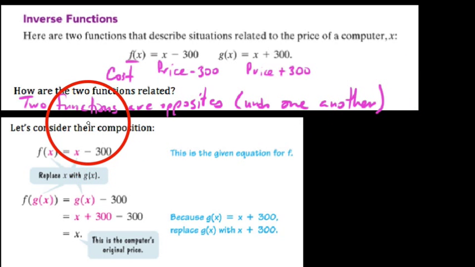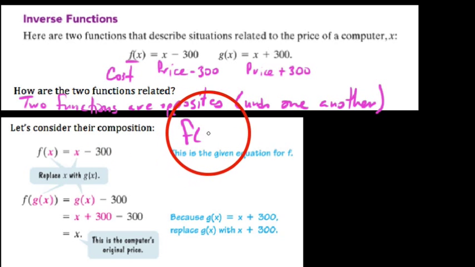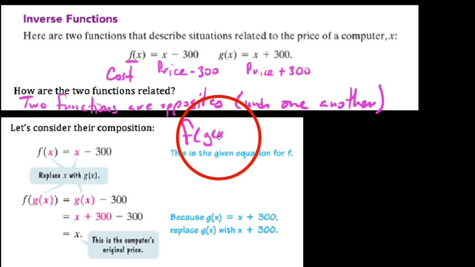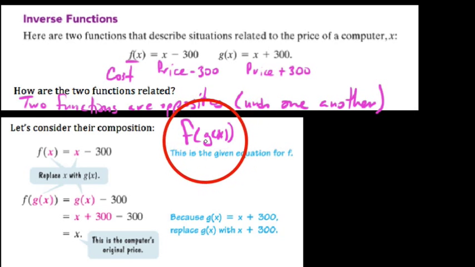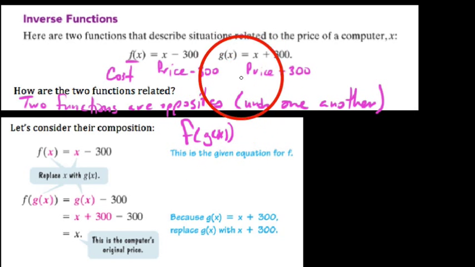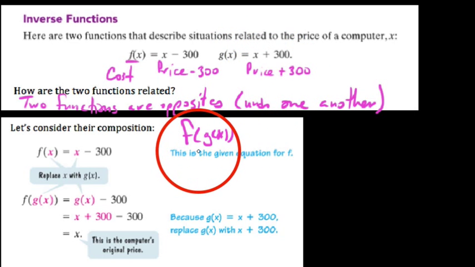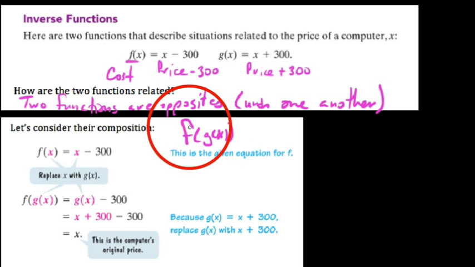So if they do undo one another, we're going to consider their composition. And remember that a composition is the idea that I could plug one rule into the other one. In this case we have a rule, g of x, that we can plug into f of x, where g of x is saying take your price and add on $300 to it, while f's rule is saying take that and subtract $300 off of that.